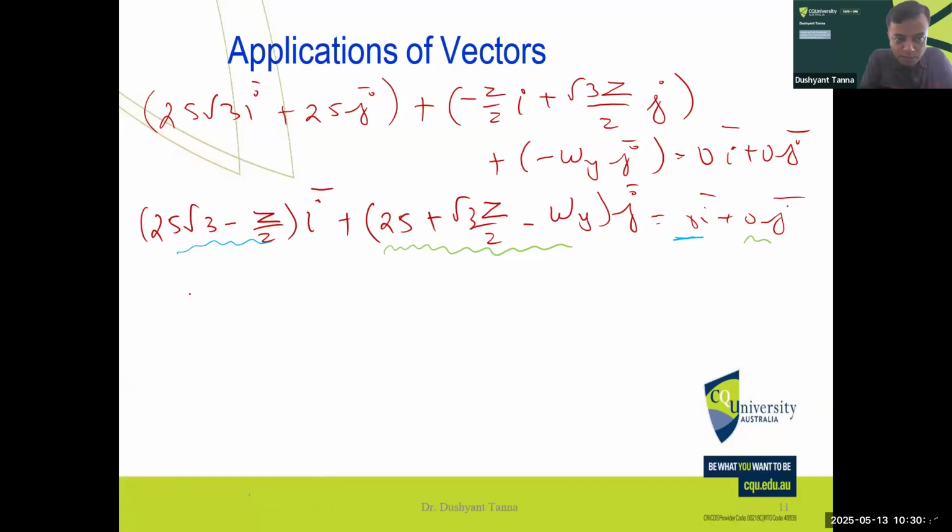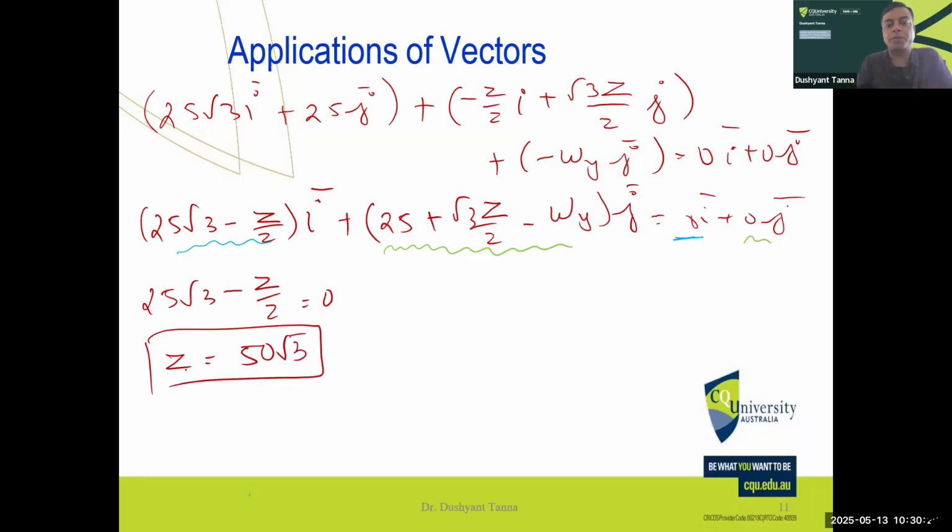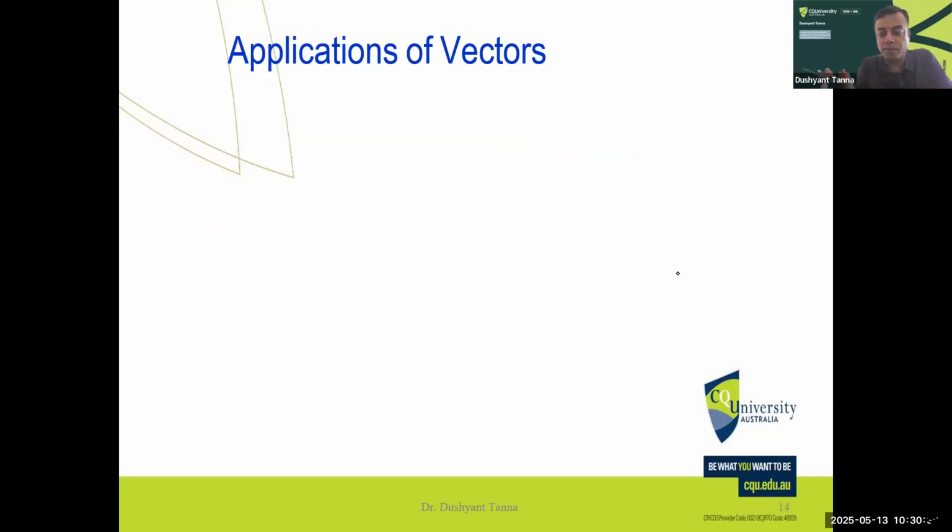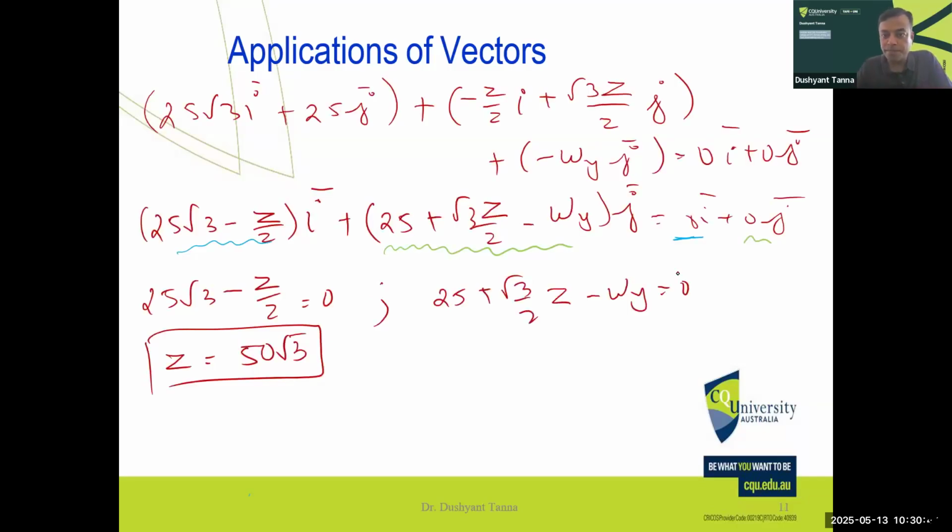So 25 root 3 minus z over 2 is 0. Therefore, z is 50 root 3. Awesome. We got our z. That was one of the questions. The other part, 25 plus root 3 over 2z minus wy is 0. Yeah. We plug in the z.